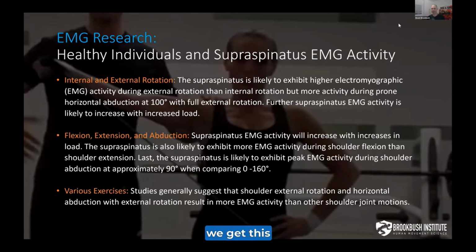It is likely, so again, we get this confusing mismatch of joint actions here, right? We can imagine that abduction is probably the thing that's going to get us the most EMG activity, but then we have external rotation more than internal rotation, but then we have flexion more than extension. And then we can add a little detail to abduction here by saying that the supraspinatus is actually more active at 90 degrees than it is anywhere else of the arc of abduction.